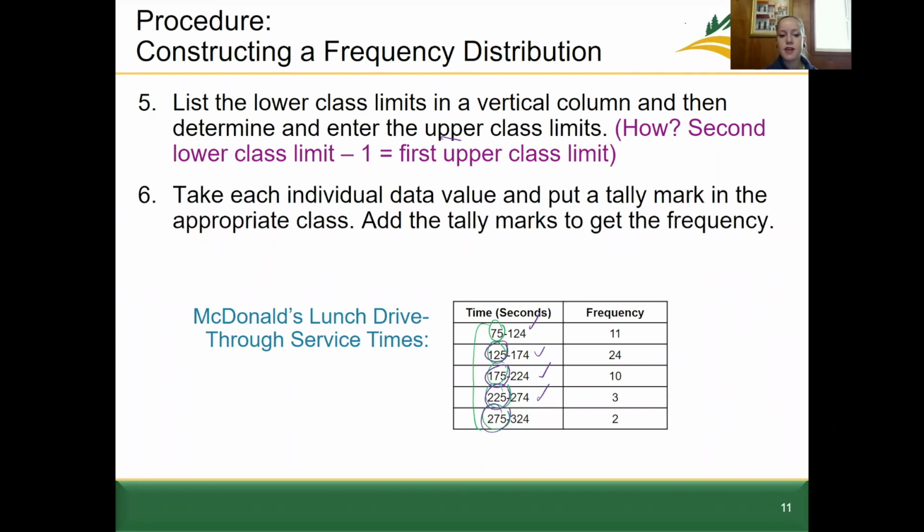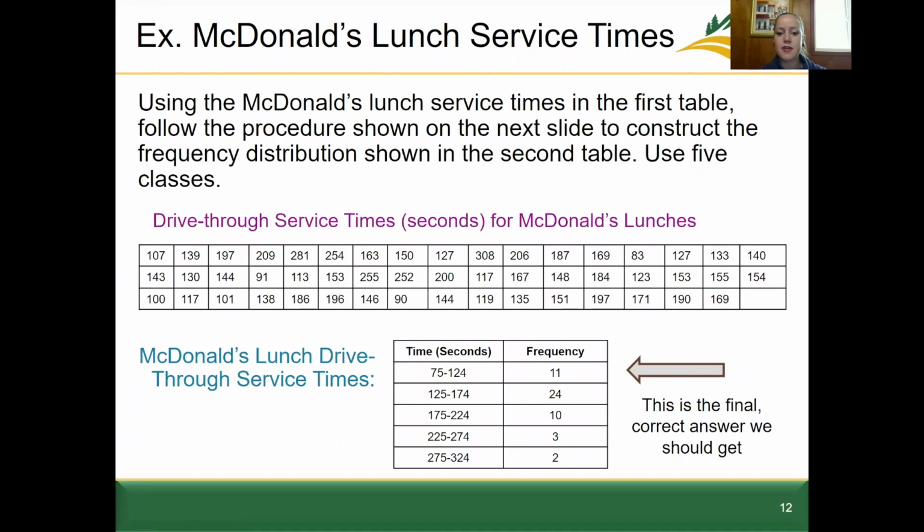Step 6, take each individual data value and put a tally mark in the appropriate class, and then add the tally marks to get their frequency. We'll practice doing that once we have our full set of data. But these frequencies represent each individual data point. For example, there were 11 data points that fit into that time range of 75 to 124 seconds. So now let's actually practice all of this. We've talked through the steps. Here we have the full data set that we need in order to construct this frequency distribution table. So now we can actually practice the steps, look at our full data range, and make a table like this on our own.